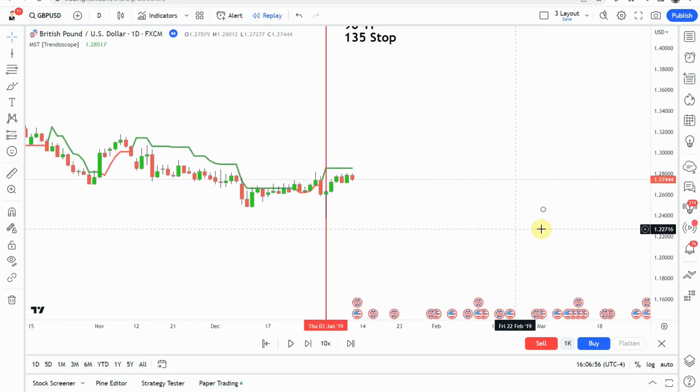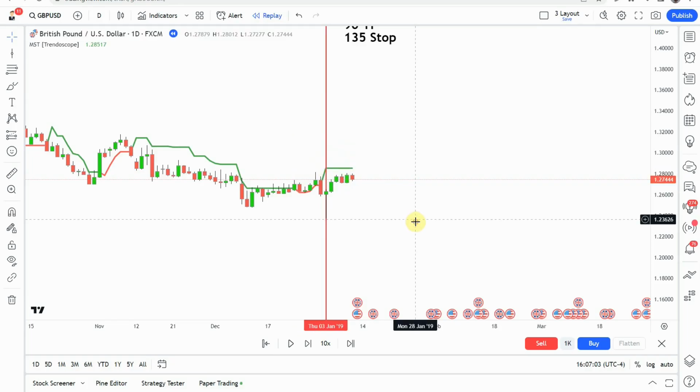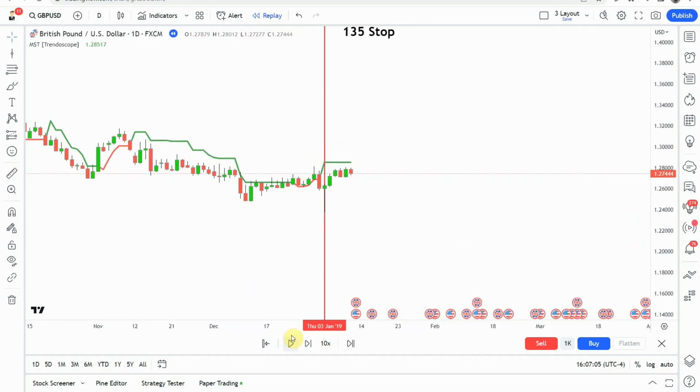So, all right, we pick up this short signal right here, and you can see immediately we get a push right back to the upside, and that does come up and stop us out. So let's go ahead and continue on.